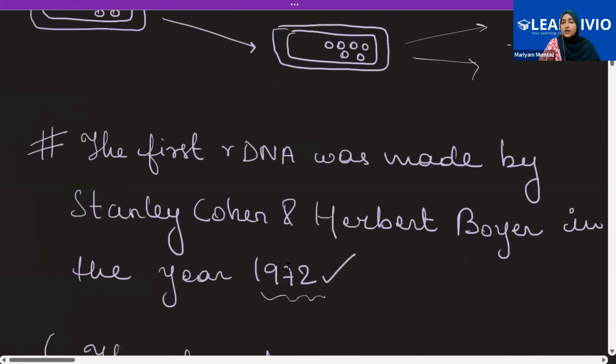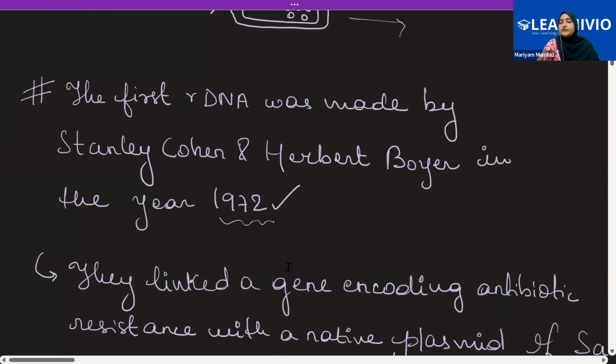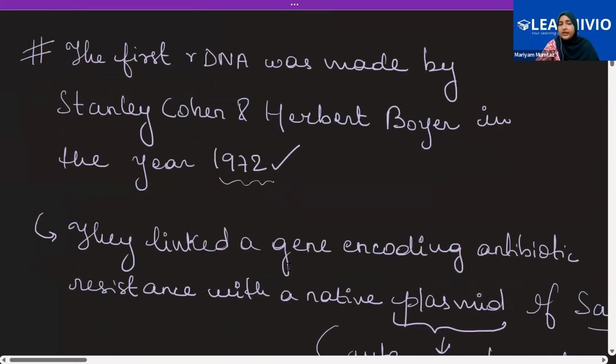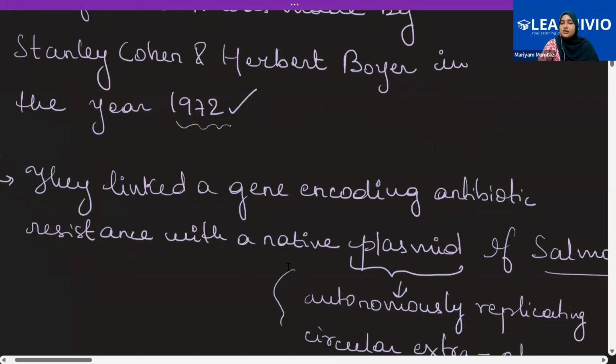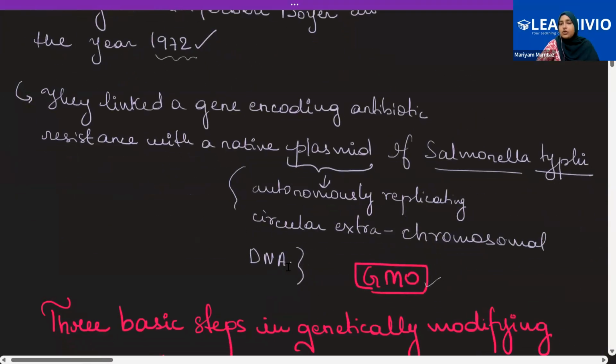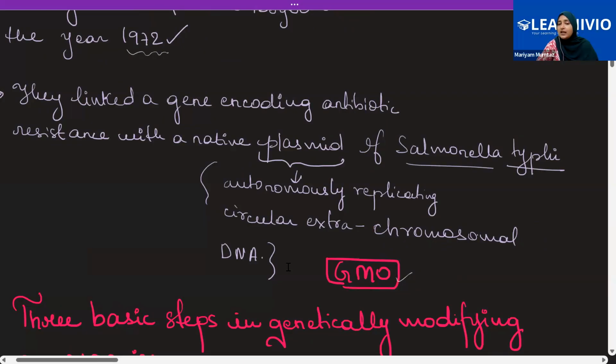Now moving forward, like we talked about, the first recombinant DNA was made by two people, Stanley Cohen and Herbert Boyer, and this was done in the year 1972. What they did is that they used Salmonella typhi.